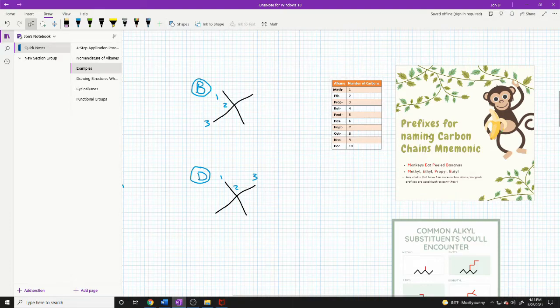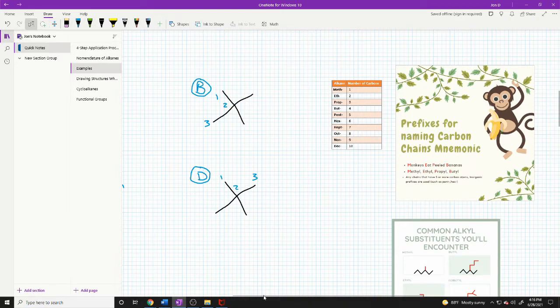We also remember that for the first 4 prefixes, you can use this study aid right here to help remember the prefixes for the carbons. The mnemonic is monkeys eat peeled bananas, and that refers to the first letters of the first 4 prefixes. So the monkey refers to the M for methyl, eat for ethyl, etc. Again, just want to emphasize that any chains that have 5 or more carbon atoms use the Greek prefixes, such as pent, hex, etc.